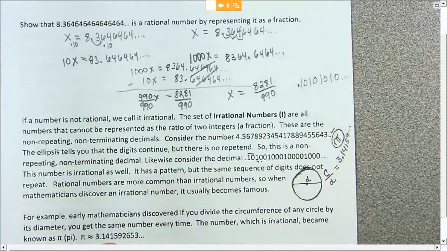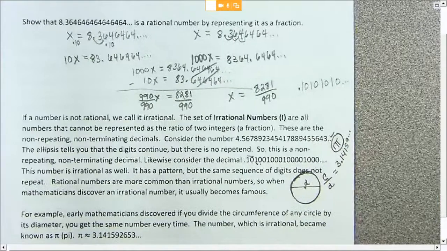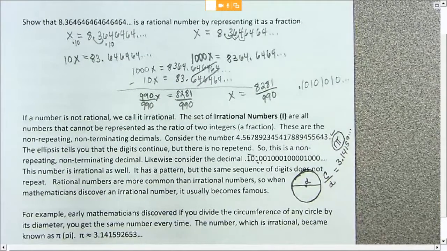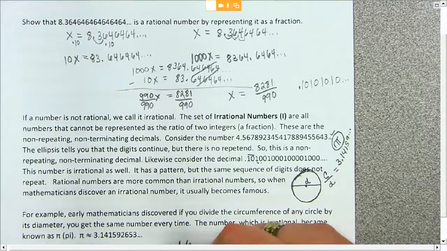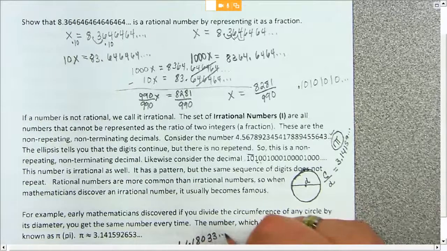So that's a really famous number. There's also another famous irrational number called phi. One of these days I'll give you a handout that doesn't have a mistake in it. This actually is not phi. I wrote it wrong. Phi is actually, so cross this out, it's 1.618033. It goes on forever.